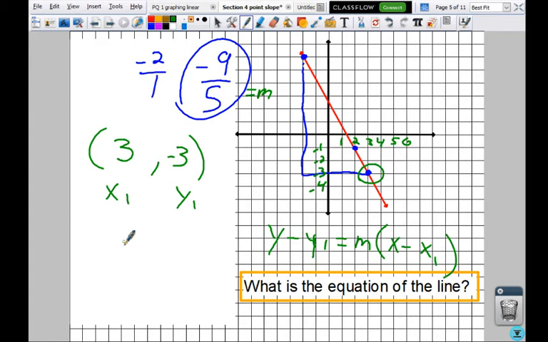I'm not doing a slope. This isn't going to be a fraction. I'm not going to put y first. This is an xy coordinate. That's where we get this point.